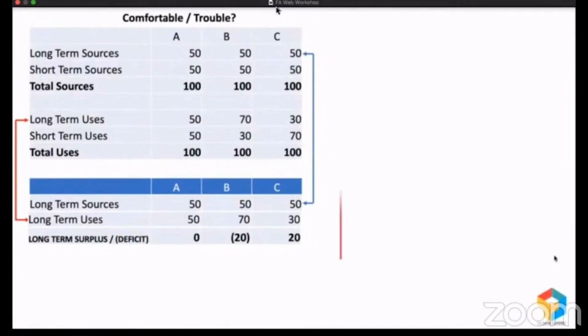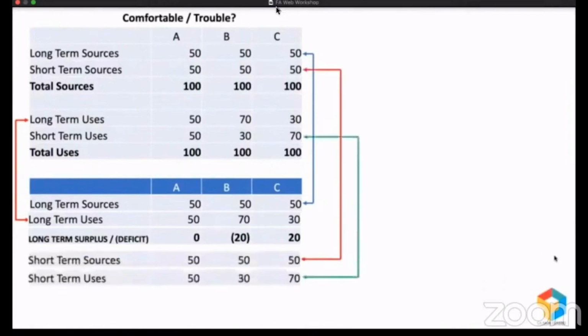And now let me take short-term sources. I'll compare that with short-term uses and let's see what is the position. For company A, obviously no surplus, no deficit. But company B, they raised a short-term fund of 50 and used only 30, they had a surplus of 20. And company C, they raised only 50, they've used 70, they had a deficit. So it might look like company C is in trouble because they had a deficit and company B is comfortable because they had a surplus, but that's not the right understanding.